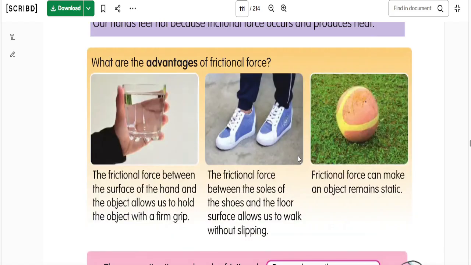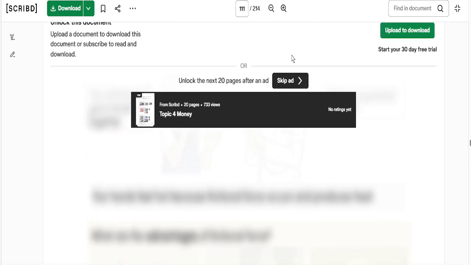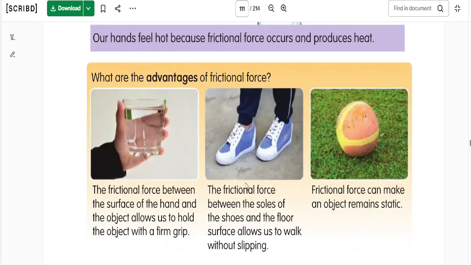Like frictional force between the surface of the hand and the object allows us to hold objects with a grip, right? If between our feet and the surface there is no friction, we won't even be able to walk, right? If our hands were plain, not rough, we wouldn't be able to hold objects. If you notice, they are not very smooth, so that we can hold objects. So it makes a grip.